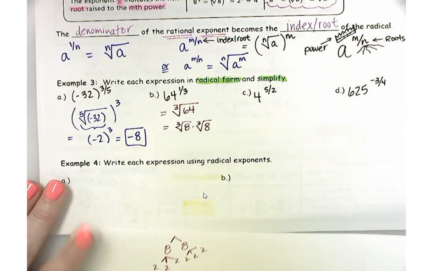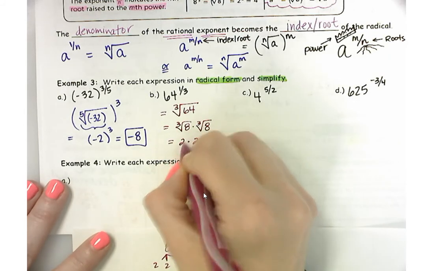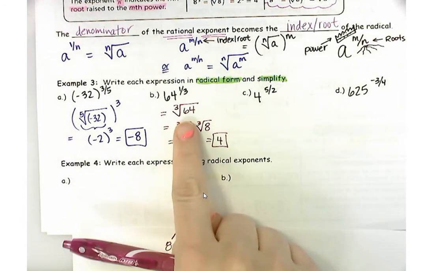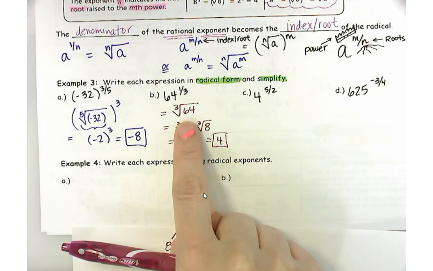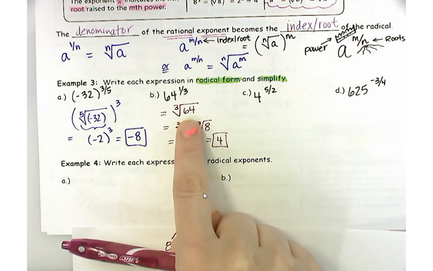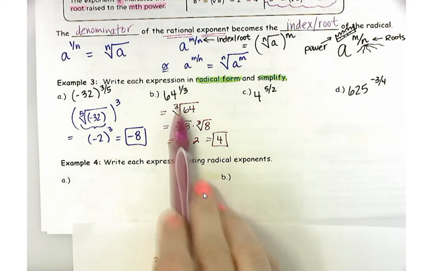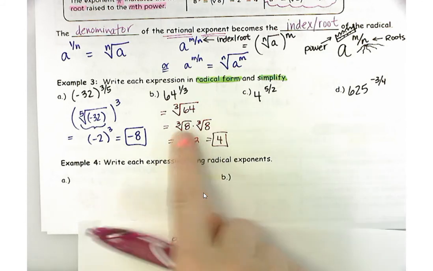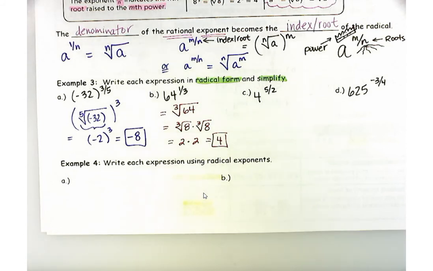All right, now for D, you're going to have to remember some things from the past because I have a negative exponent. Whenever you have a negative exponent, what should you do first? You're going to rewrite it as a positive. How do you do that? Yep, the reciprocal. So it's 1 over 625 to the power of 3/4. Because it's negative, to make it positive, you put the 1 over it. So now I can do the 4th root of 625 to the 3rd power.